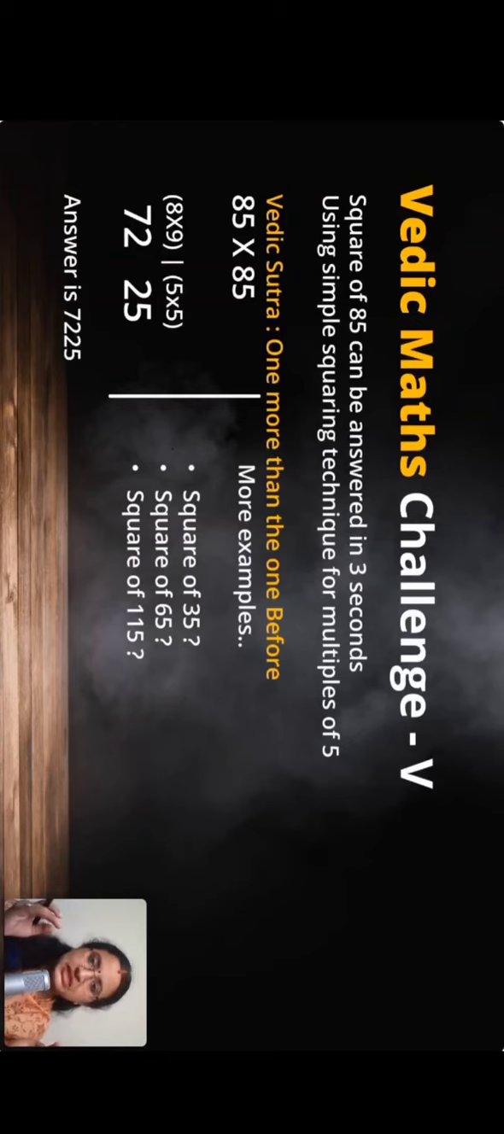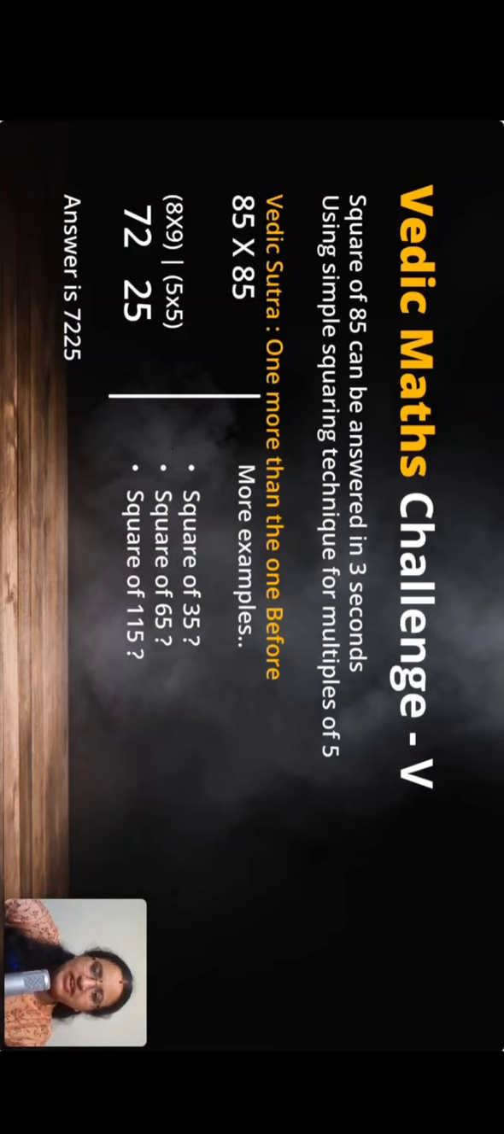Now look at the first part of the question. Taking this example 85, first part of the question is 8. What is the next number to 8? 9, right? So 8 times 9, 8 into 9 is 72, which is the first part of the answer, and you will attach 25 to it. 7225 is the complete answer.